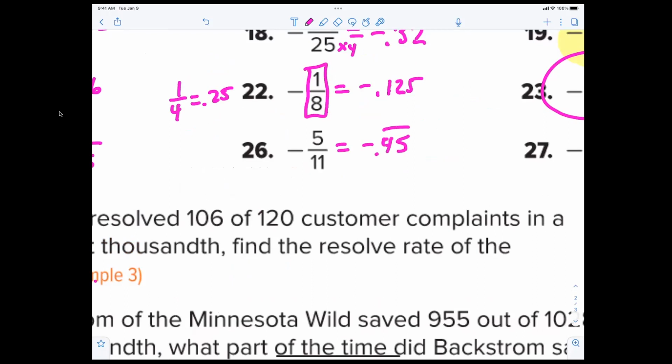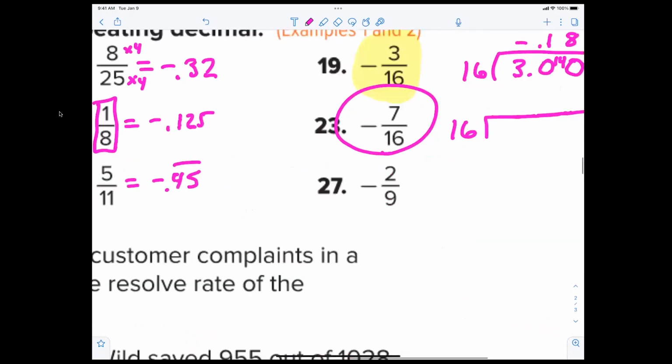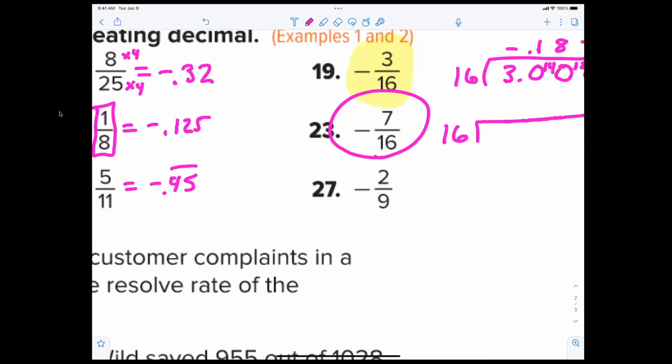Negative 0.45 repeating. I'm happy with that. And of course, negative 2/9 is... Remember, it's divided by 9. The 9 is the special one.